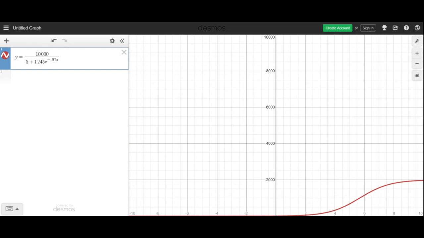What do you notice? It actually starts leveling out at 2,000 instead, right? And so context-wise, what would be some reasons why it wouldn't go all the way to 10,000 and it would start to level out at 2,000 instead?